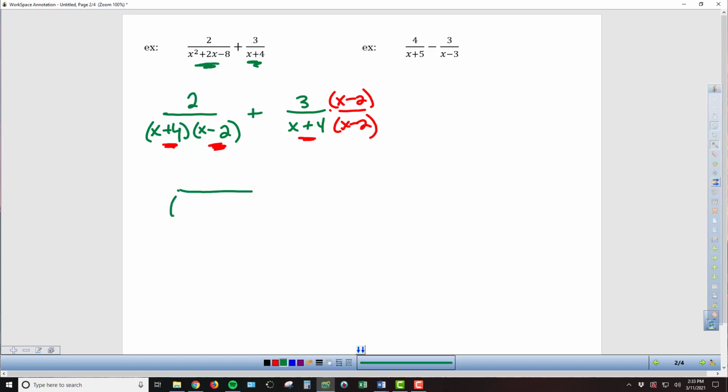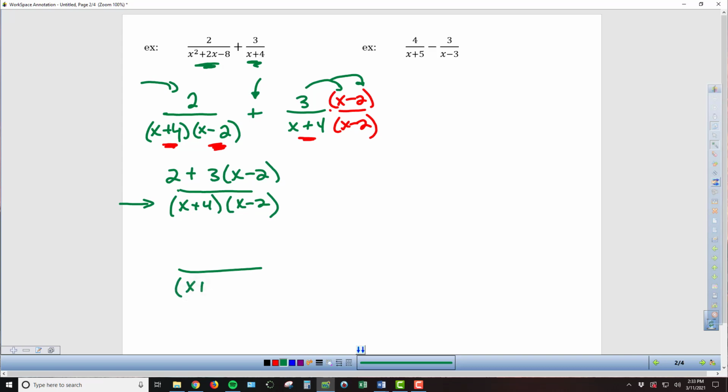So we end up with just x plus 4 times x minus 2 on the bottom. And then in the numerator, we've got the 2 coming from here, and then a plus sign there. And then we've got this multiplication that we're going to eventually use the distributive property on. So 3 times x minus 2. And so we do not need to clean up the denominator. We can leave that in this FOILed form. So I'm going to leave this as x plus 4 times x minus 2.